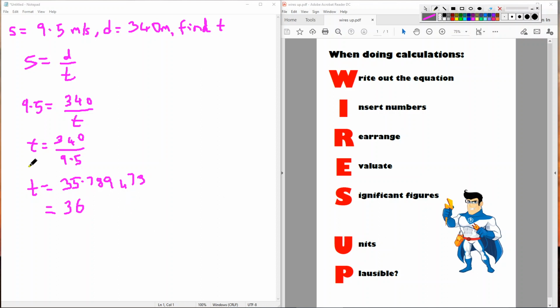We need some units. Well, time here is going to be in seconds. So we've divided something in meters by something in meters per second. And we just check, is that plausible? And yes, I think that seems plausible to me.